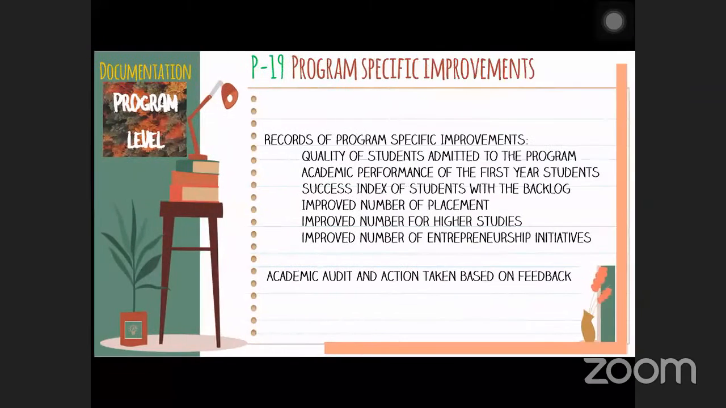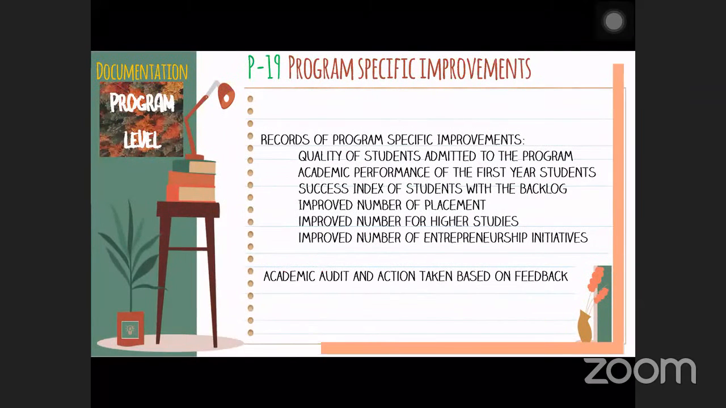Moving ahead to the next file, the program specific improvements. Now this is very important because there is a specific criterion for assessment of the continuous improvements. For that particular criterion, these will be the support documents. These will be the evidences. What goes into this file?